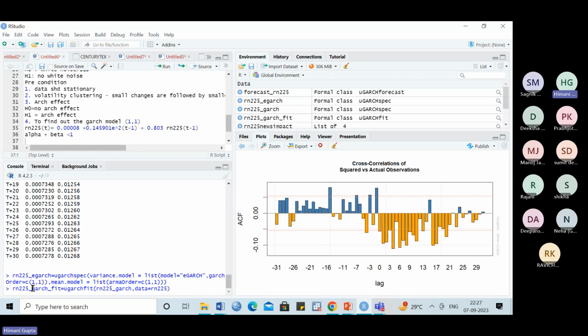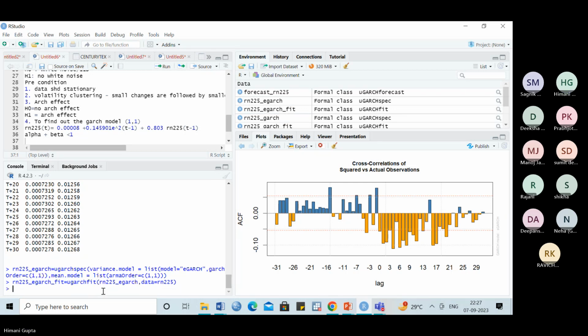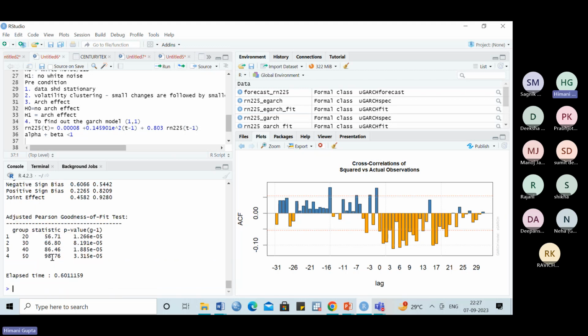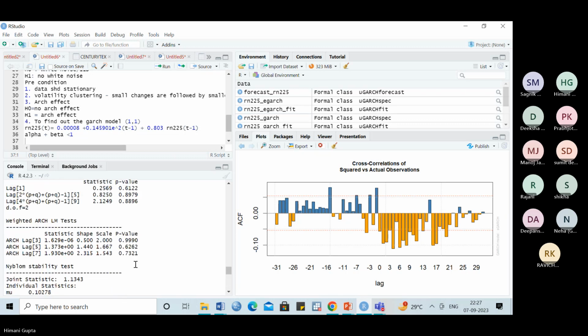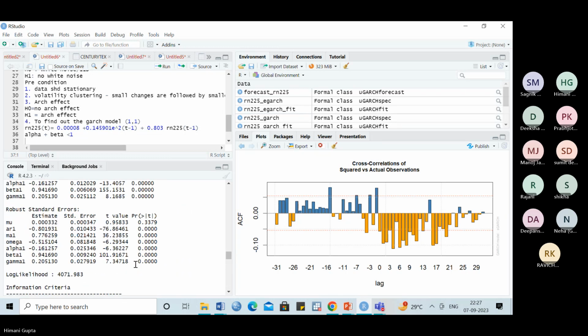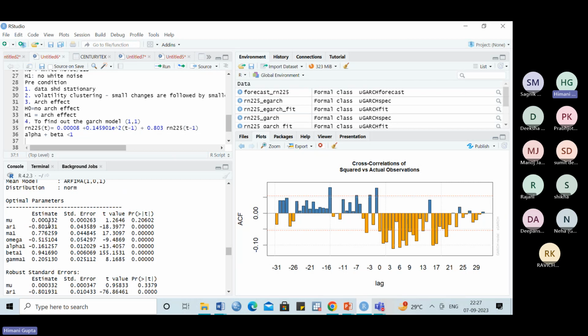Now let us do RN225 EGARCH fit equals ugarchfit, RN225 EGARCH, data RN225. Now, RN225 EGARCH fit. Now these are your results. Now see, these are your results.